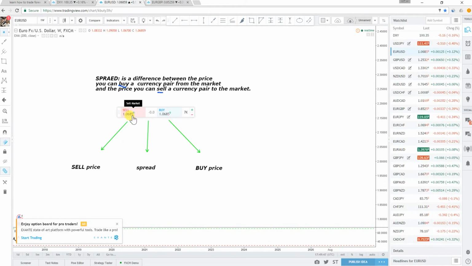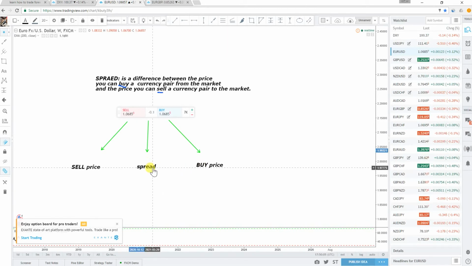So this is actual. This is what the market gives actually. If you see when I point my mouse here, it says sell market and buy market. This is the sell price. This is the buy price. It's not like if you go to the market, you want to buy something, the sell price is the same as the buy price. No, here it's different. You see the price in here is totally different from the price in here.